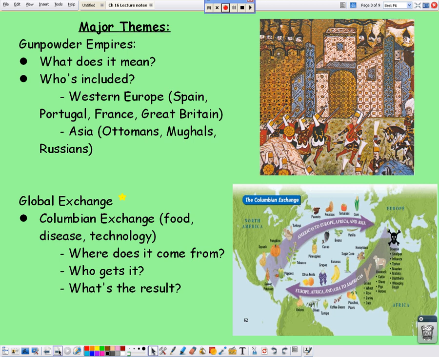Truly global exchange. We now are going to incorporate the entire planet into both organized trade and accidental cultural diffusion. Now, the Columbian exchange is more going to be an example of cultural diffusion than it is of literal trade. Now, any guesses where the term Columbian exchange comes from? Who it's named after? Columbus.